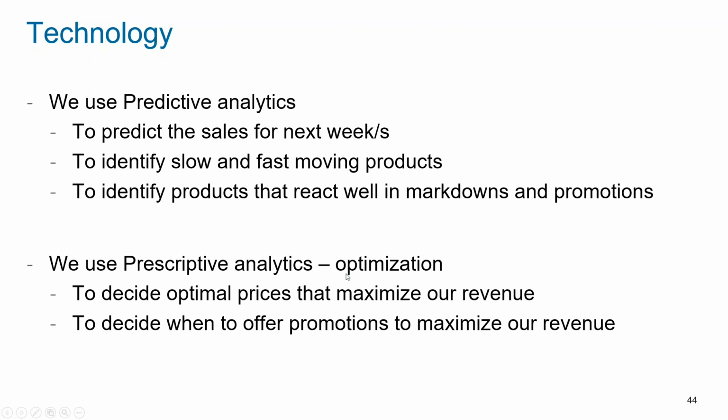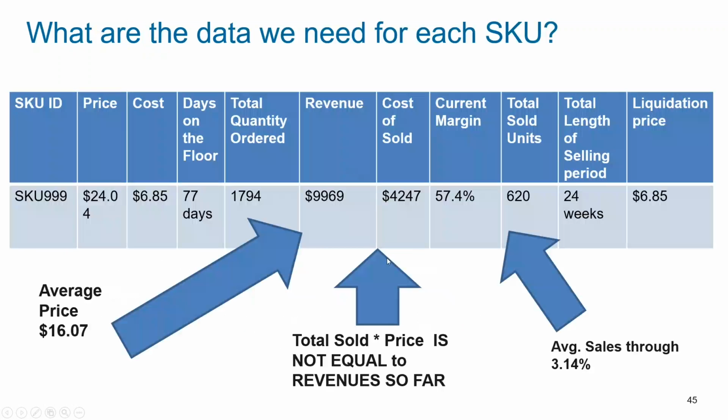Now, using prescriptive analytics, we're going to decide the optimal prices that are going to maximize revenue. Having this information is going to help us a lot with doing optimal pricing, and we're going to decide when to offer the promotions to maximize our revenue. So here there is a clear path of two types of areas, predictive and prescriptive, and what problems we can solve today with this. Again, the data that we need here is at the SKU level.